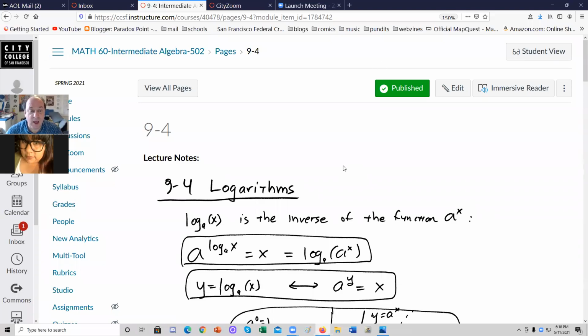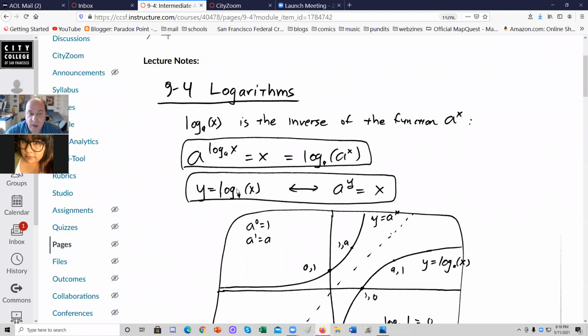Here we discuss logarithms, which is the inverse of an exponential. A to a power log base A. So there's a base A. A to the power log base A of x is x. And log base A of A to the x is x. So logarithm and exponentials invert each other.